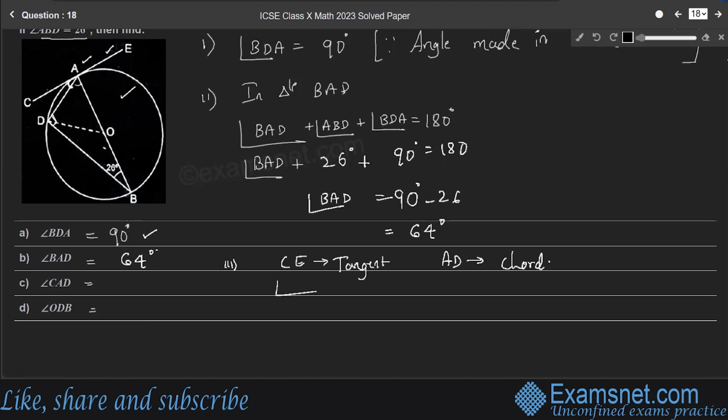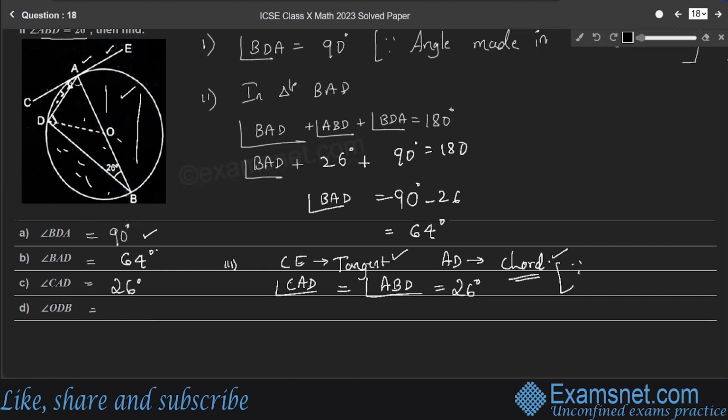Therefore, the angle made by the tangent and the chord, CAD, is equal to the angle made by the same chord. Here chord AD makes an angle ABD in the alternate segment. This segment which I am showing is the major segment of the circle, and this small segment is the minor segment, right? Here ABD is already given as 26 degrees. Therefore CAD is also 26 degrees.